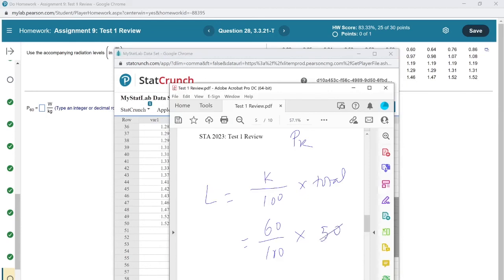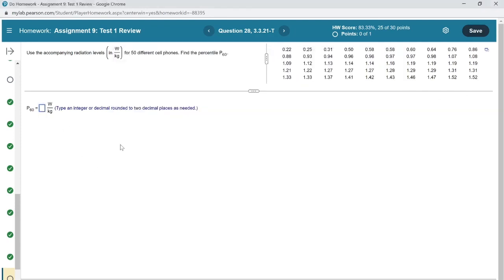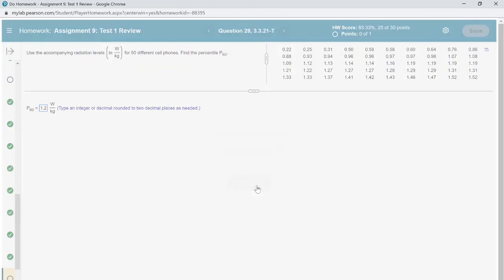So 0.6 times 50 is 30. So the locator is 30. If the locator value is a whole number, we're going to find the mean of the data at the 30 position and the 31 position. So at the 30 position, the data value is 1.19. At the 31 position, the data value is 1.21. So we are just going to add these two numbers and divide by 2, which would be 1.2. So P60 is 1.2. So 60% of the data are less than 1.2. That's the meaning of percentile.